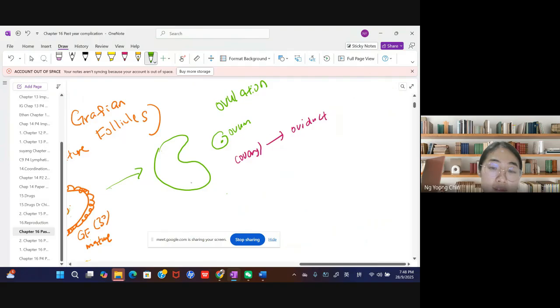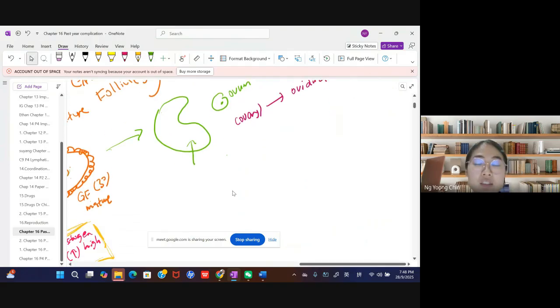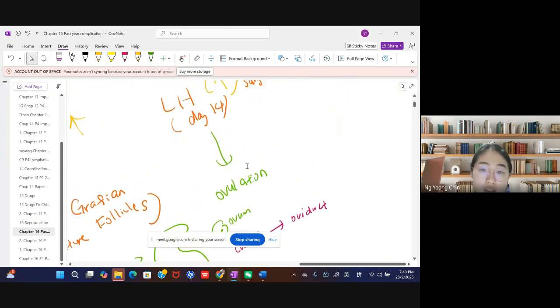Another thing that will happen is, we can see this remnant of the graafian follicle. Now it becomes what? It becomes the corpus luteum already. We call it corpus luteum. In Mandarin, we call it 黄体. So this corpus luteum is actually a remnant of the previous graafian follicle. This corpus luteum is very important, because later it will do what?